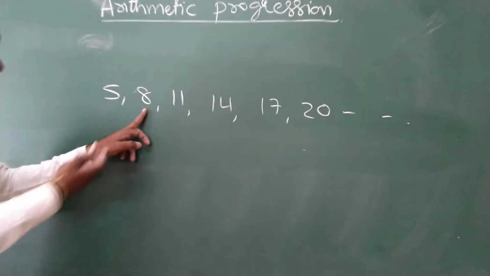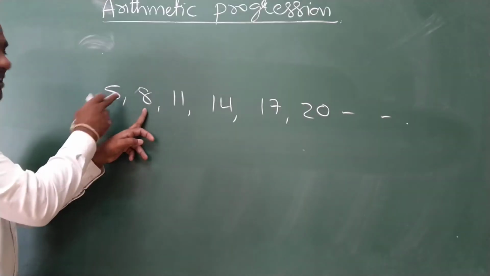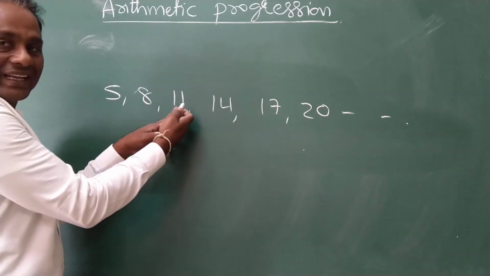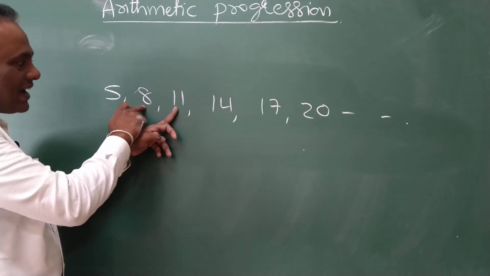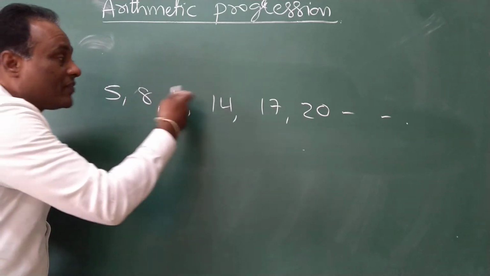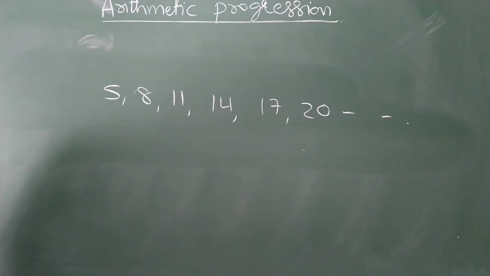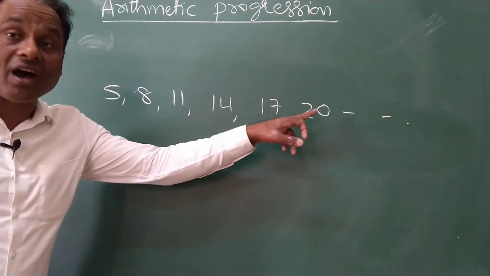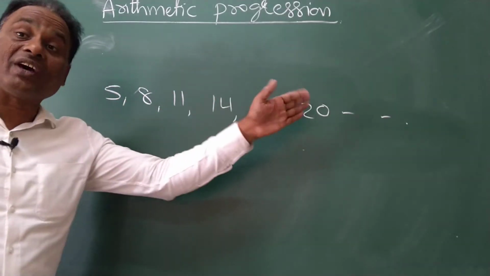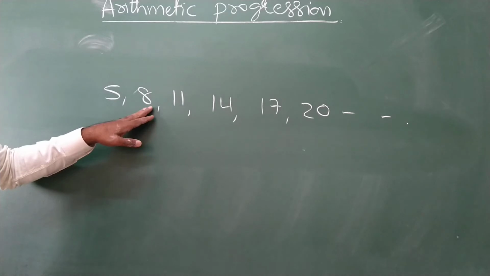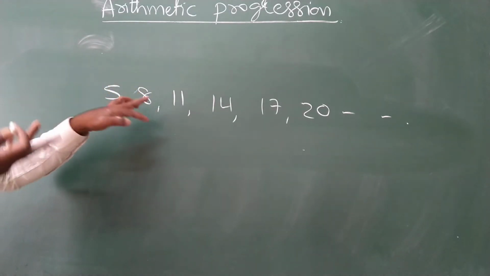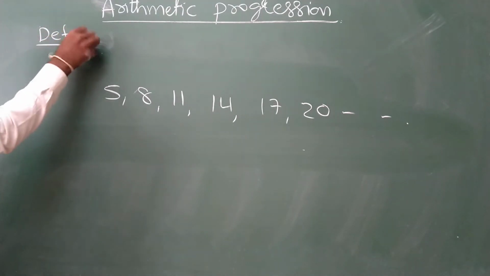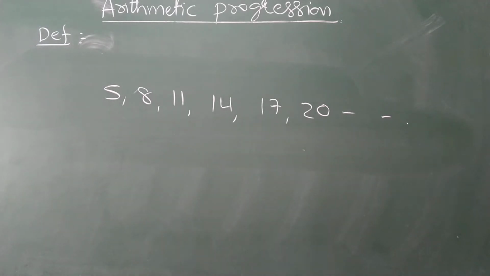How are we getting 8? Adding some number to its preceding term. 3 is added to 5 to get 8. How are we getting 11? Something is added to this: 3 is added. Like that, if something is added to the previous number, we get the next number. So that is the definition of arithmetic progression. Arithmetic progression means all the numbers are obtained by adding some constant term to its preceding term. Write down the definition of arithmetic progression.